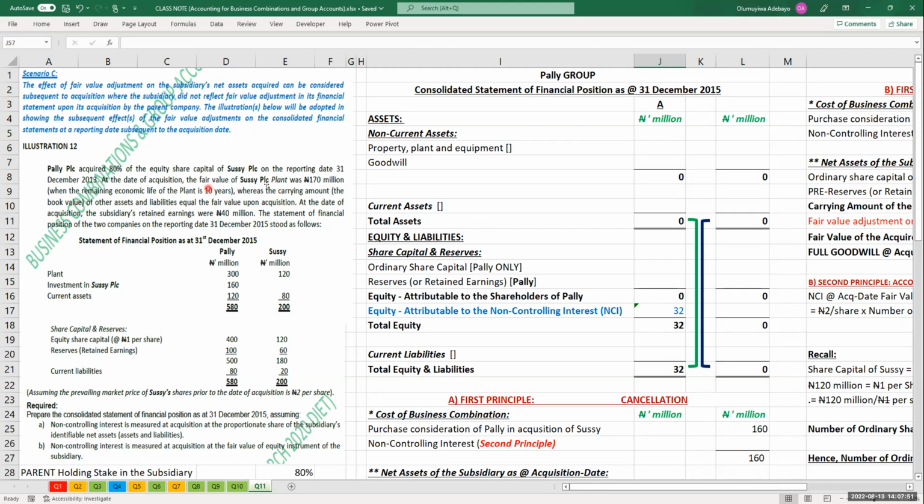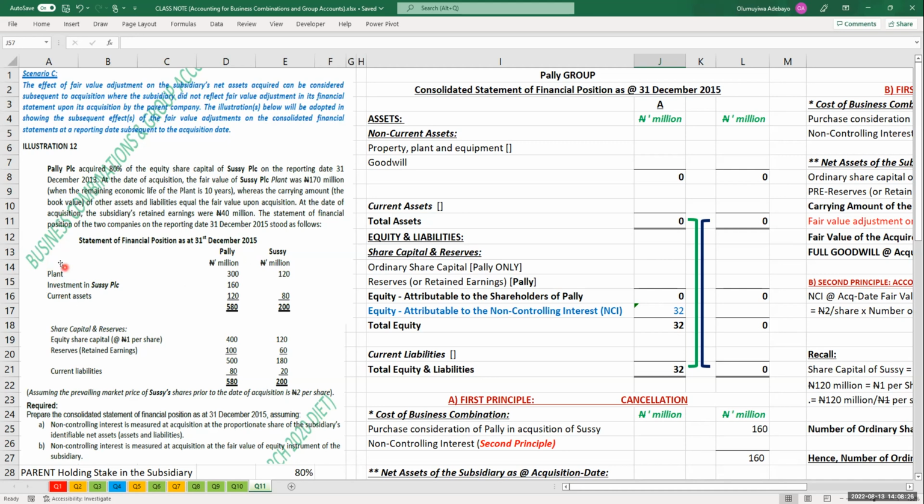Now there's something here, there's no information with respect to what the carrying amount of that plant was as at the date of acquisition, being 31st December 2013. Which then implies that the information is not made available to me directly. And it will be wrong for me to come to my balance sheet and assume that this 120 is a carrying amount as at 2013, whereas this is a balance sheet of 2015.